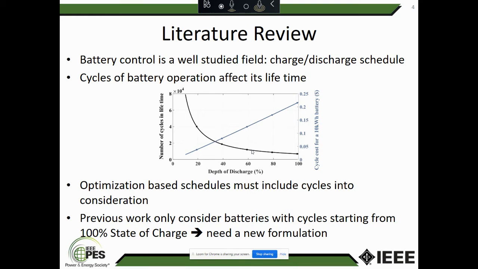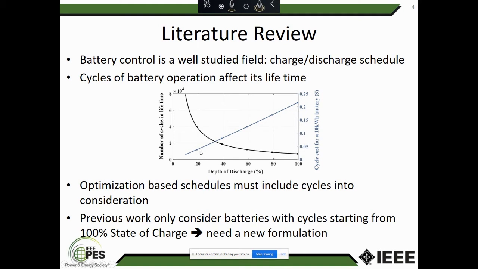on how to best schedule a battery. One thing that we have to keep in mind is that cycles of operation affect the lifetime of the battery. Here we can see a curve. On the x-axis, we have the depth of discharge for each cycle. On the y-axis, we have the number of cycles that are allowed in the lifetime. This is the black curve.